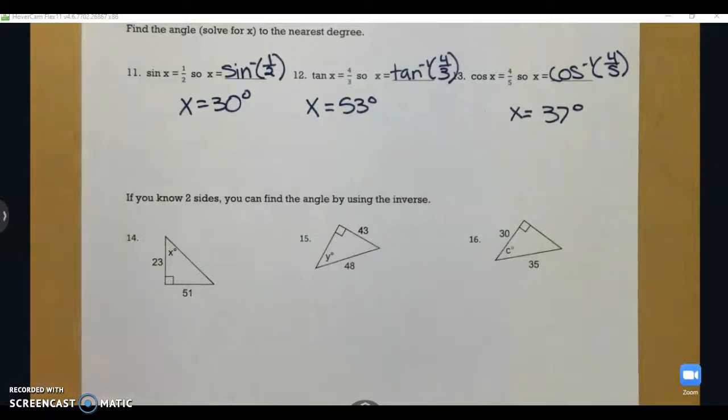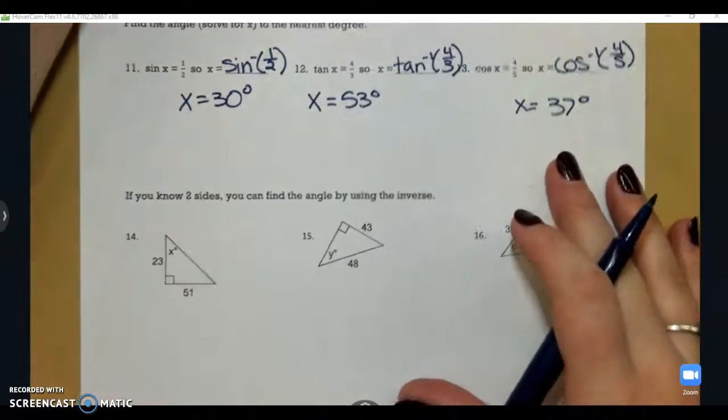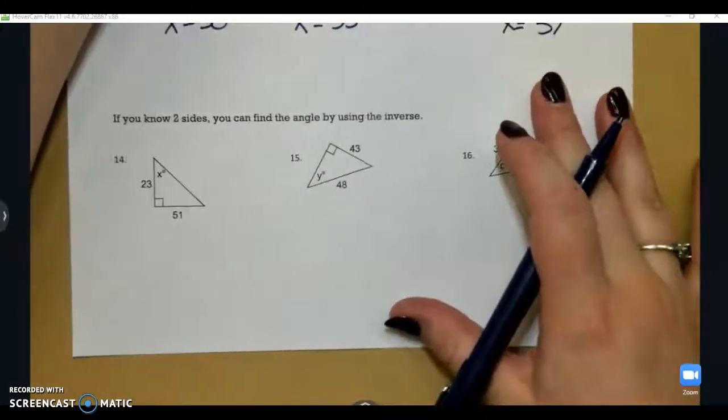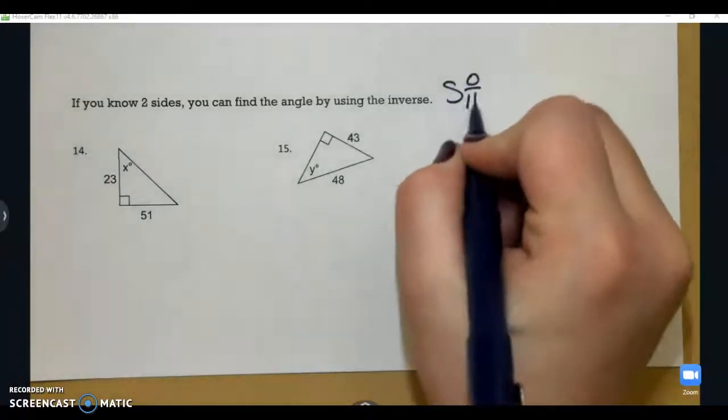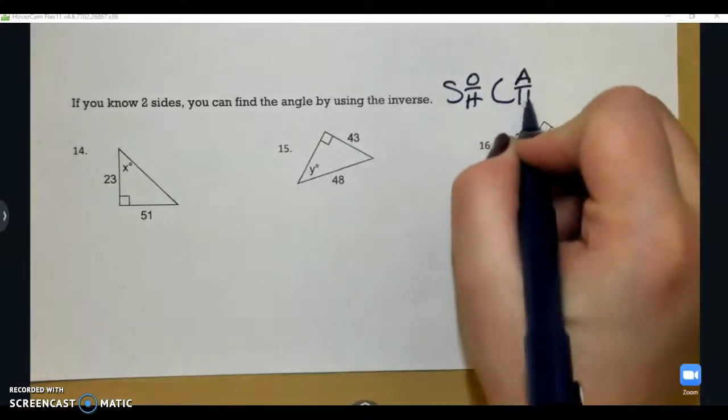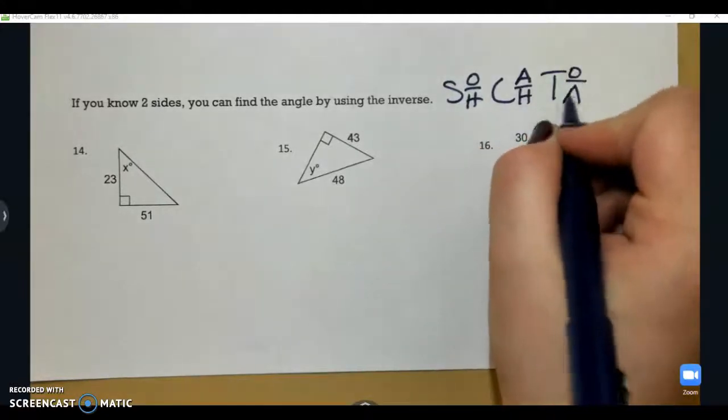Now, how do we solve this when we have a picture? So for 14, 15, and 16, the first thing we need to do is identify which trig function we're going to use. So remember our SOHCAHTOA. That is not going away anytime soon.